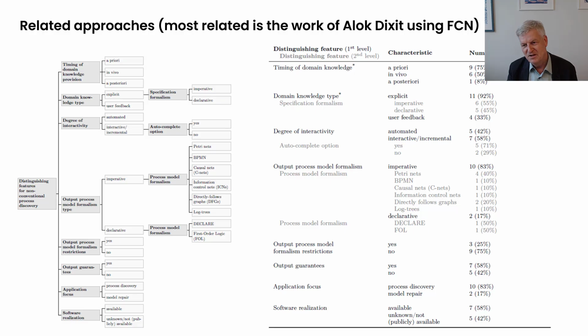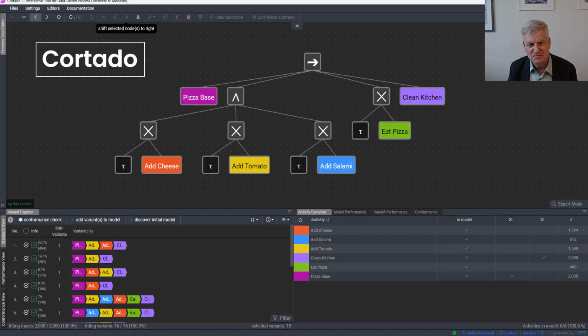You can also look at the time where you want to introduce domain knowledge. So do you want to do it before you do discovery, while you are doing discovery, or afterwards? So there are several techniques for model repair based on event data, where you typically have a model and try to inject domain knowledge at the very end, after you already have the model. So this is the spectrum, and Cortado is trying to support this as good as possible.